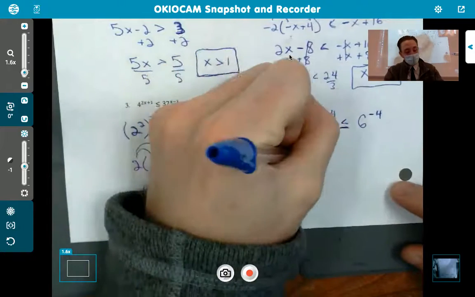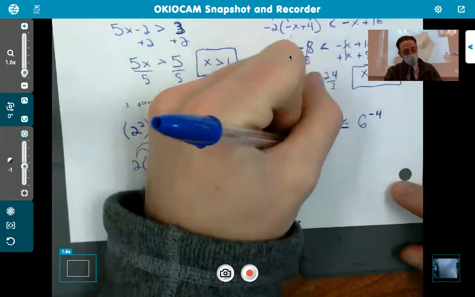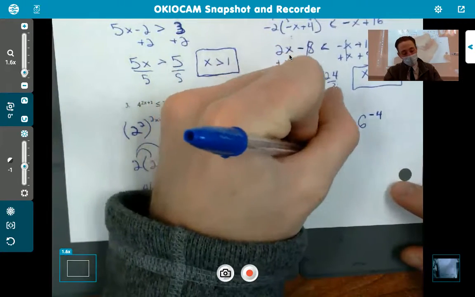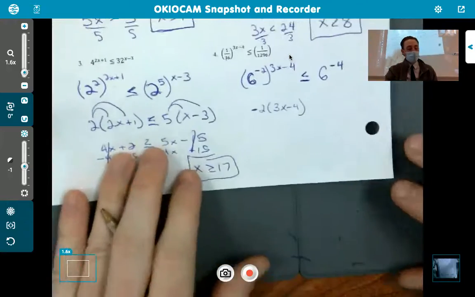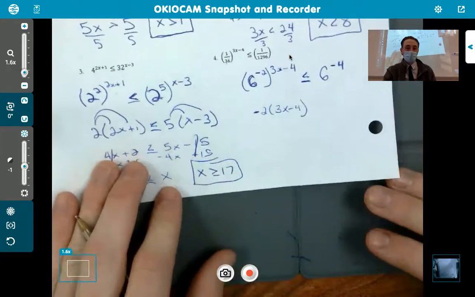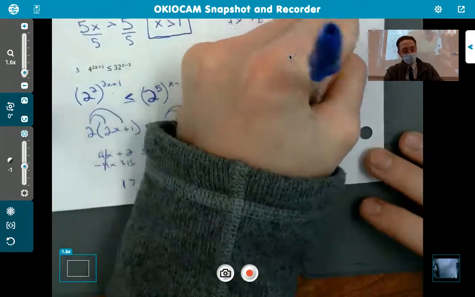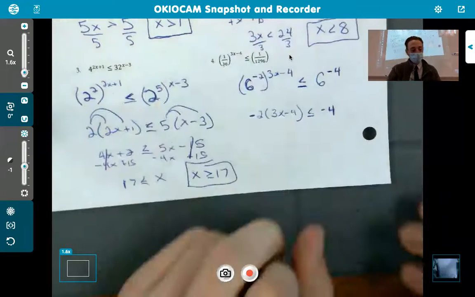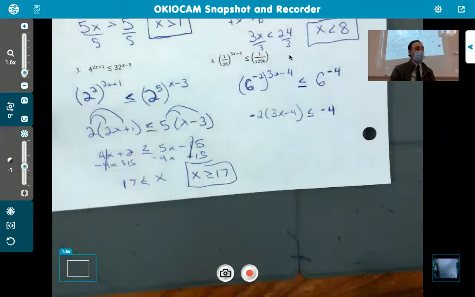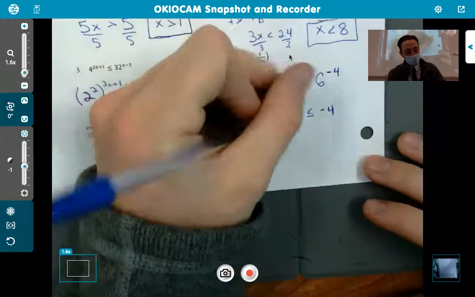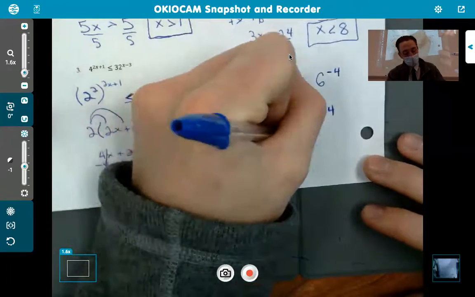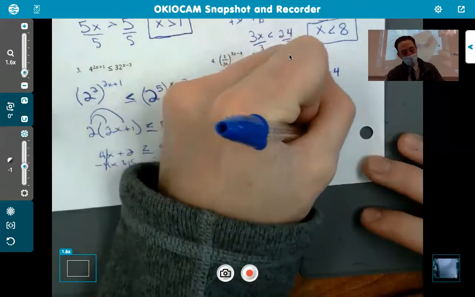Now that I have the same bases, again, my process gets pretty easy. So I have -2 times 3x minus 4 is less than or equal to -4. And it's okay to just have a constant term on either side of your inequality or your equation. So don't think like you always need to have variables on both sides. Distribute on the left. I have -6x plus 8. Careful with your integer rules.